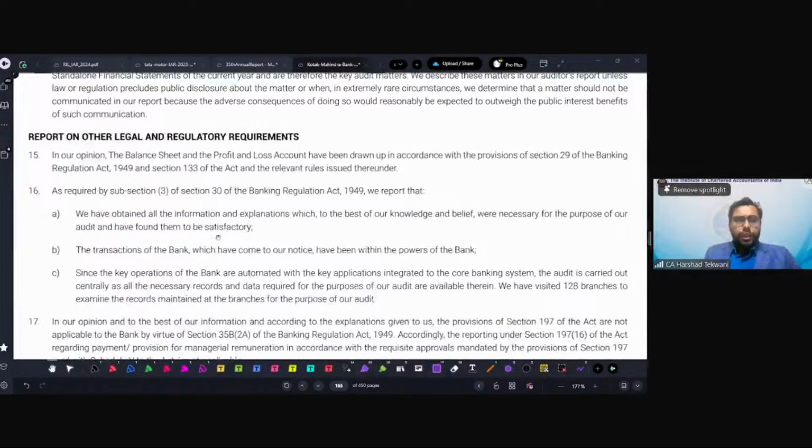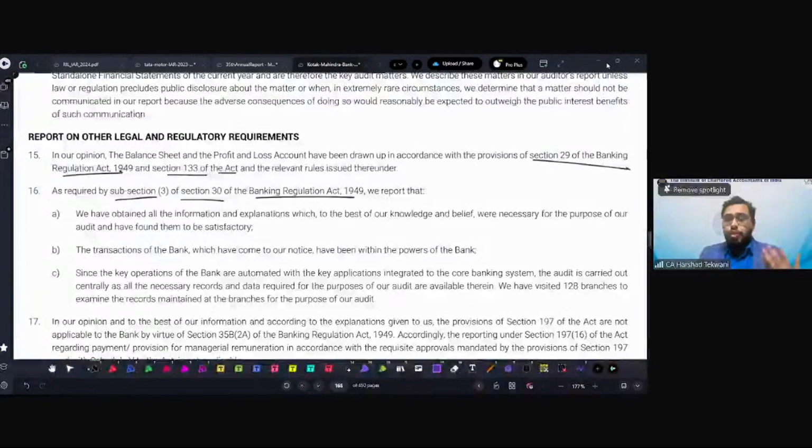Yeah. So see, here they are starting again reporting on Section 133 of the Act, Section 29 of the Banking Regulation Act, then again subsection 3 of Section 30 of the Banking Regulation Act. This is specific to this particular type of entity, because your legal and regulatory reporting requirements change with the type of entity that you are auditing. So this is a bank.